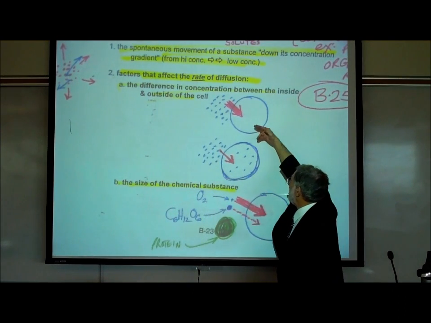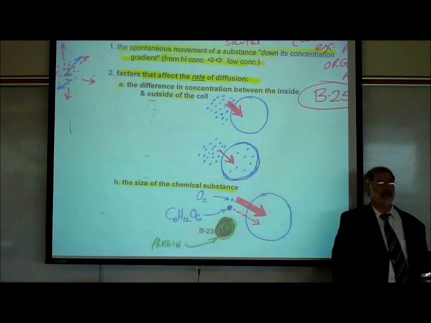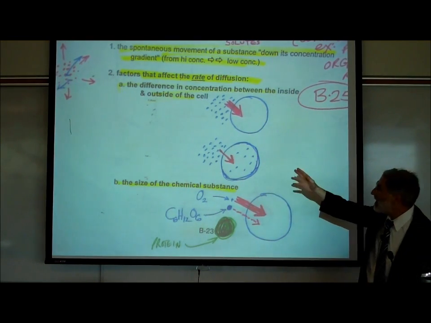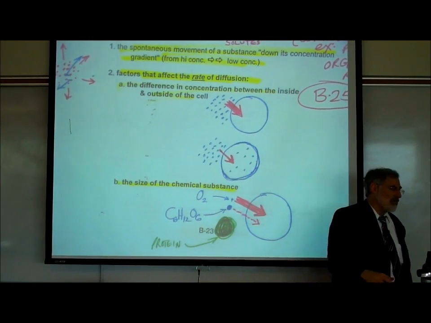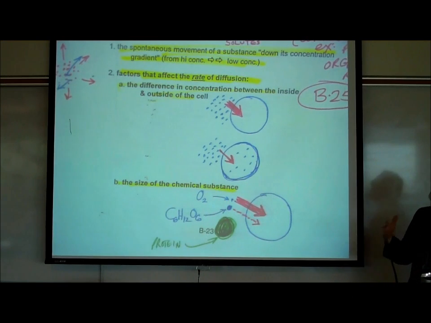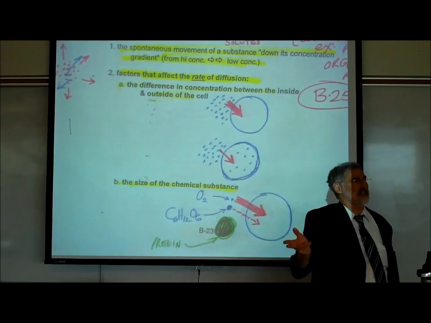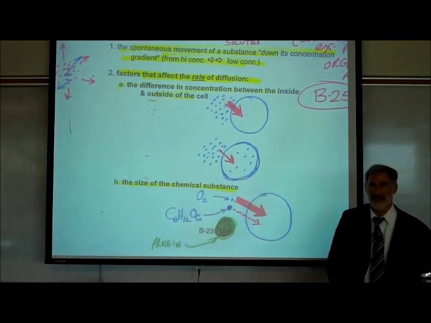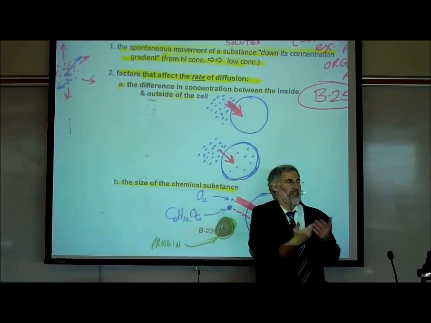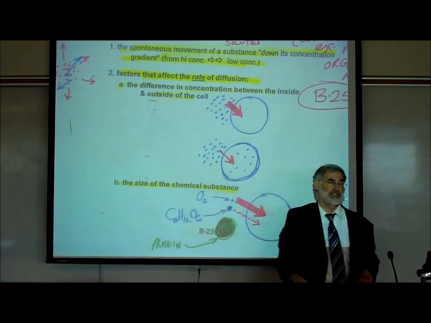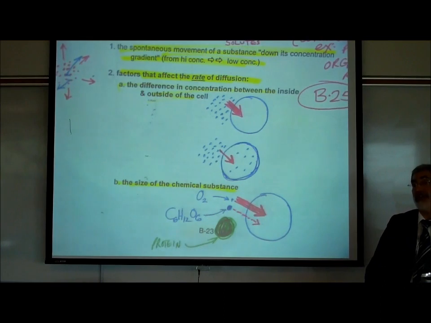Which one of these, the top picture or the bottom, has a bigger difference in concentration between the outside and inside? The top one. Here, there's a bigger difference in concentration. Where will there be a faster rate of diffusion? The top. The bigger the difference in concentration, the faster the rate of diffusion. When there's a big difference in concentration between the outside and inside of the cell, the rate of diffusion is faster. Where there's a smaller difference in concentration, the rate of diffusion is slower. So that's another factor that affects the rate of diffusion.